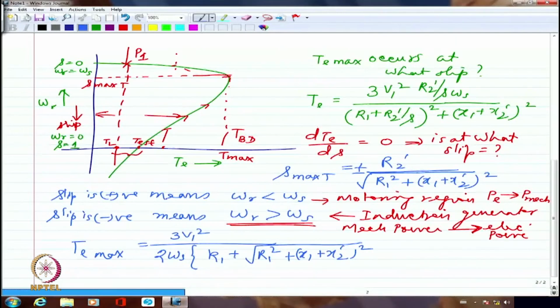This will be again plus or minus. I am only showing plus. Minus will correspond to the generator region. I am not really going into the generator region. Okay. So this will be the TE max.